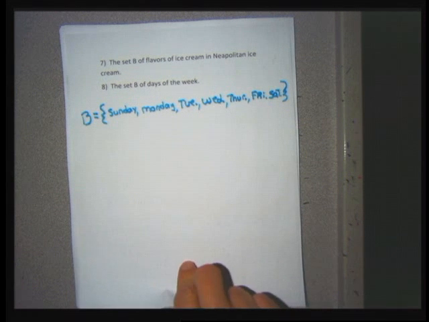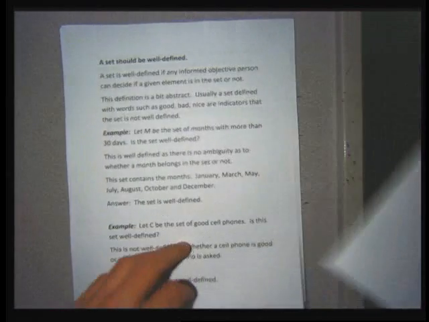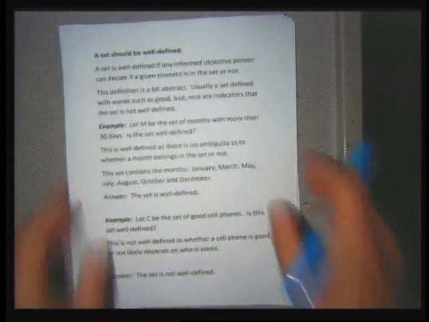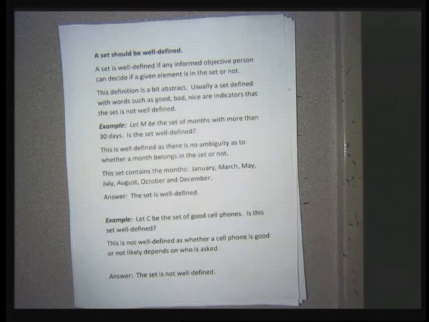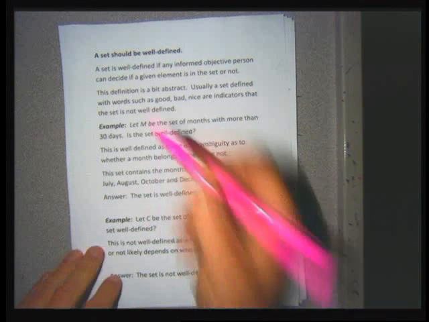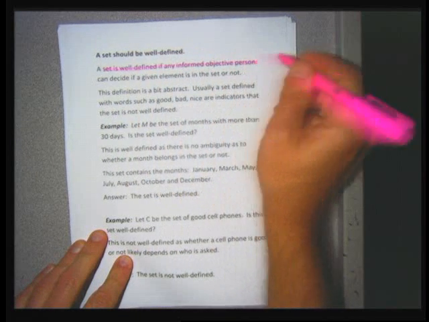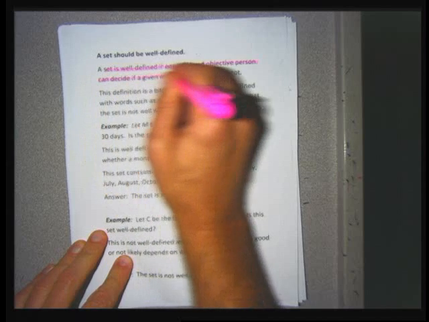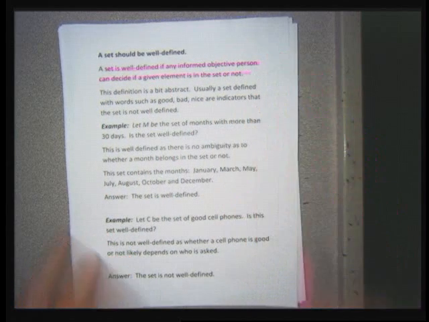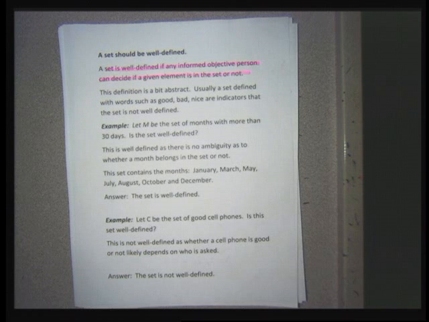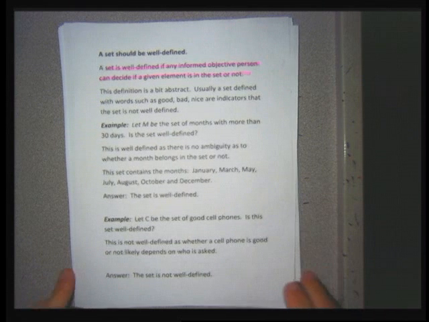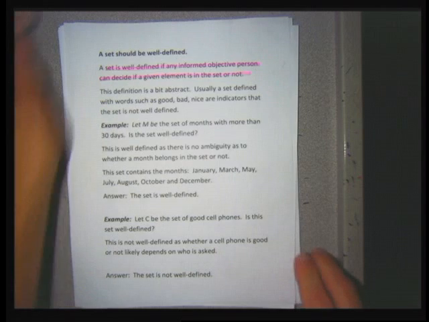All right, so that's the first group of problems, but we're not done with the section. The next group of problems will follow up a few pages of lecture. So the next concept that we need for sets is well-defined. A well-defined set is one where any informed objective person can decide if a given element is in a set or not. Again, that's probably a weak definition, and we'll do some examples to help you understand what well-defined means.